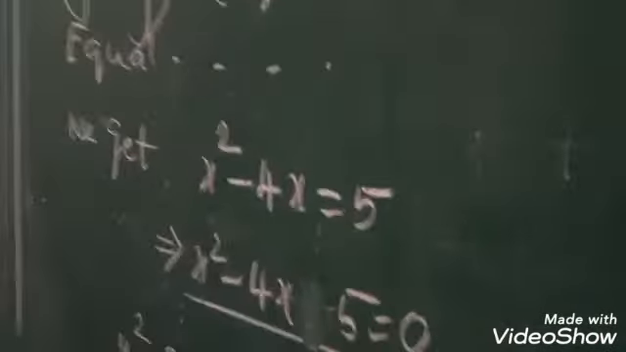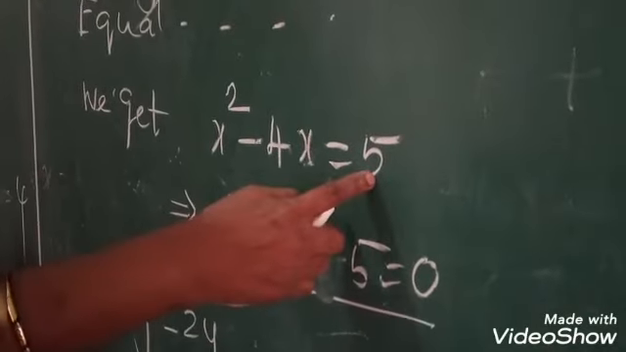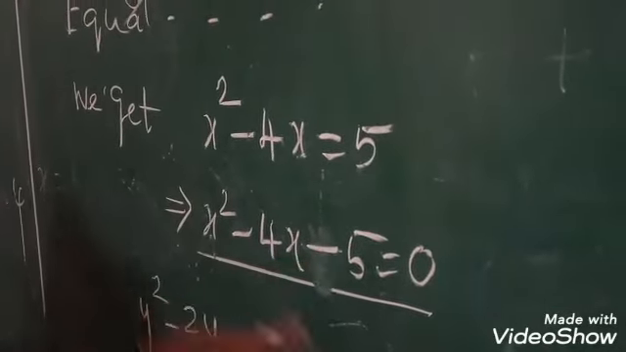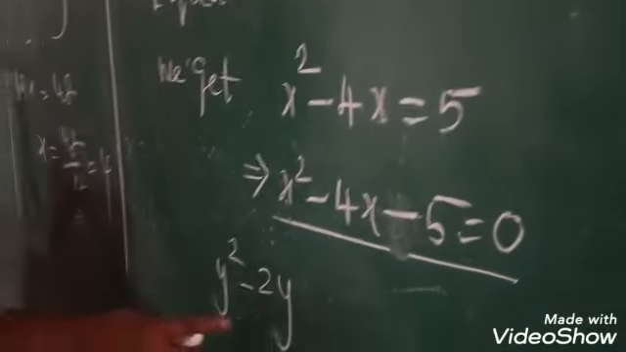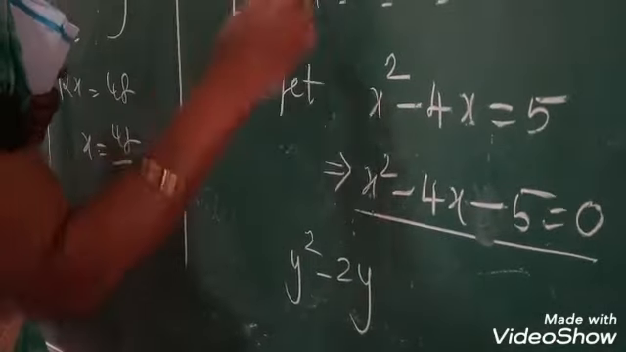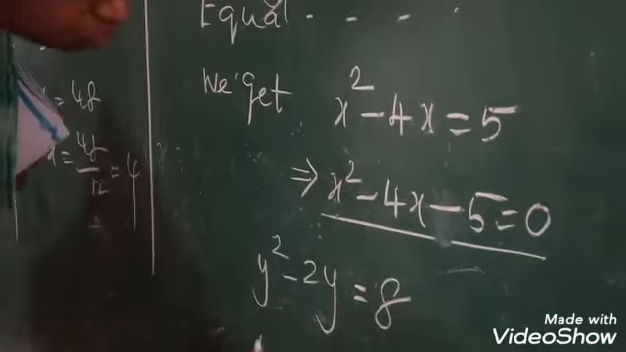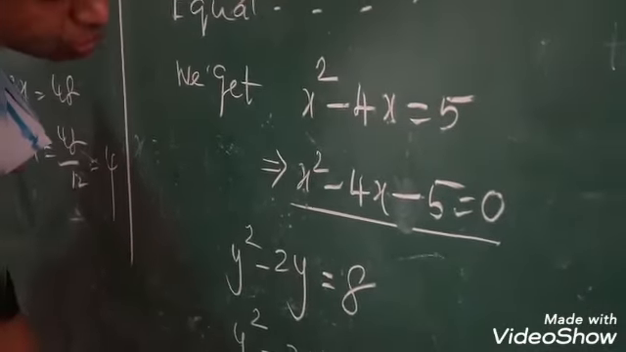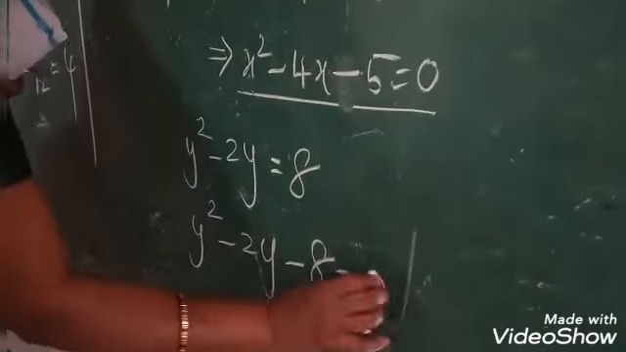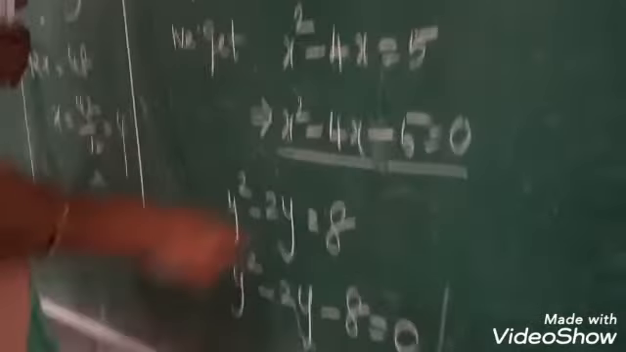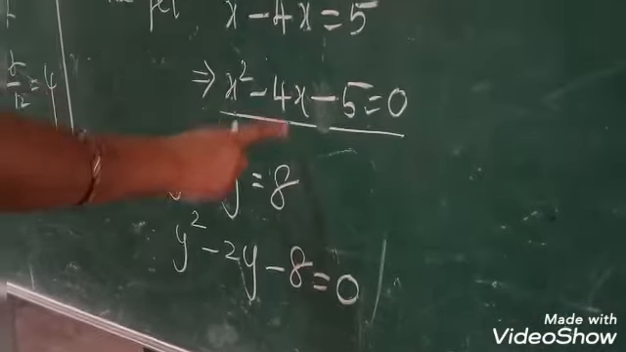See the second one, y. See girls, x squared minus 4x, the 5 comes from the right hand side to the left hand side as minus 5. Okay, sorry girls. Then equating the second element, y squared minus 2y is equal to 8. So you will get y squared minus 2y minus 8 is equal to 0. So that is not the answer. You want to find out the factorization of x and y.